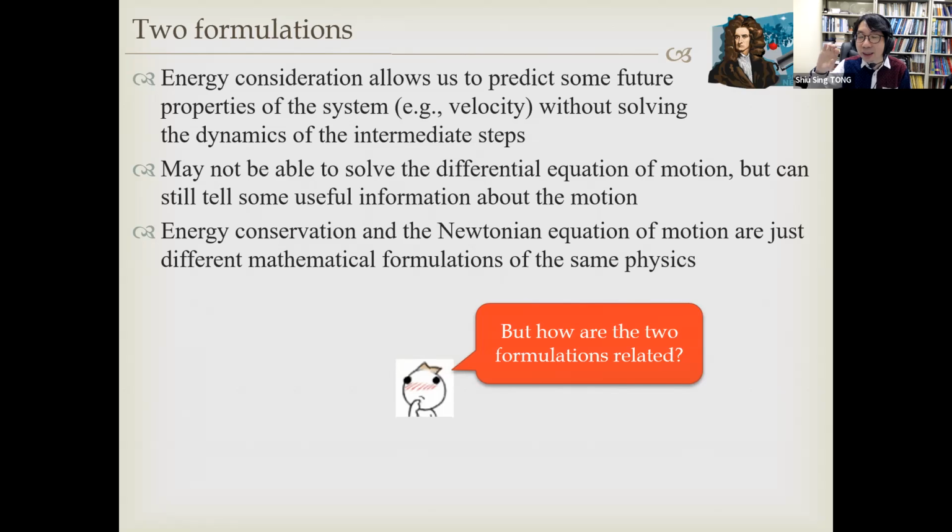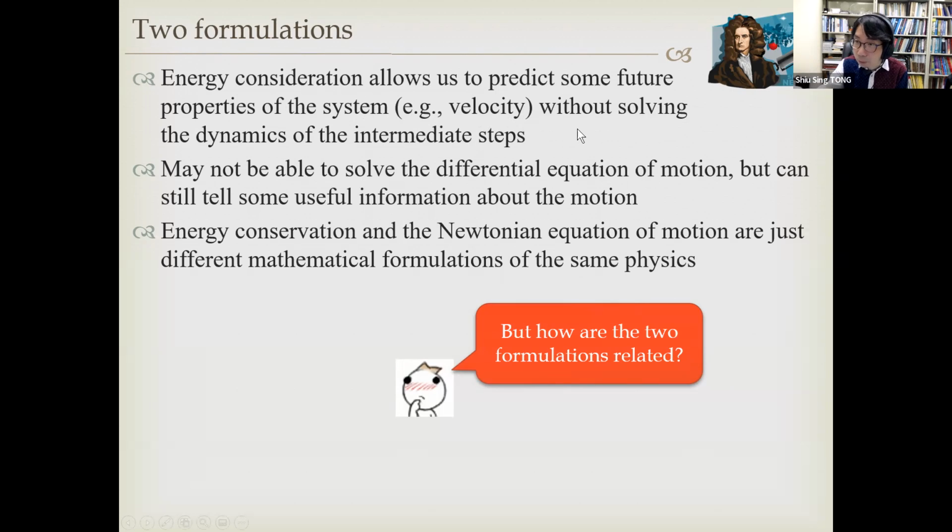We don't know where the object is and what its velocity is at an arbitrary time t, right? We haven't solved the differential equation to get the position and the velocity at any time, right? So we haven't solved the dynamics of the whole problem. But even with the energy consideration, we are still able to predict some future properties of the system, like for example, its velocity at different times.